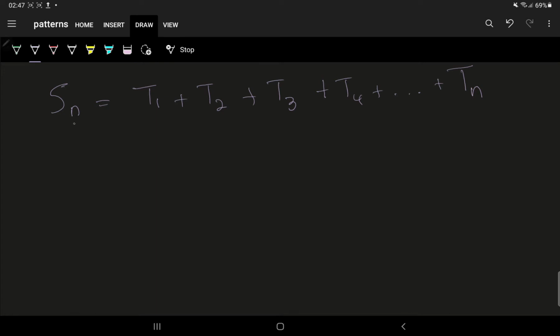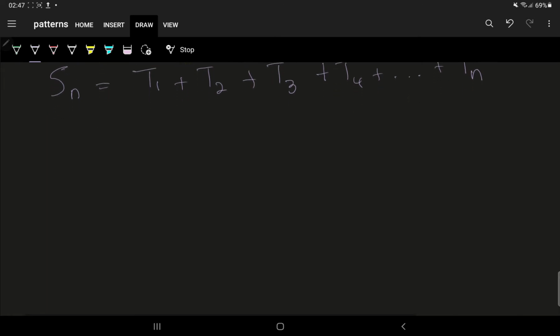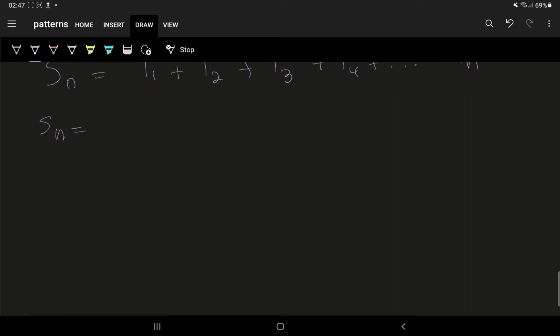Then this means the sum of 5. This basically means the sum of all these terms. So therefore we know that Sn equals, we can represent each and every term in this sequence by reversing them. So we're going to reverse the terms, but before we reverse them, let's break them down.